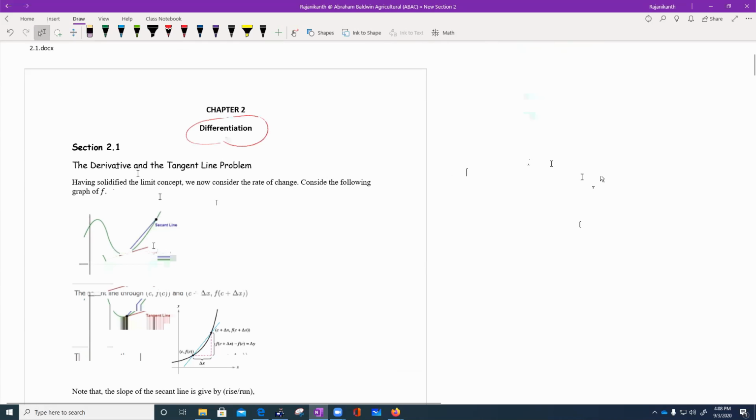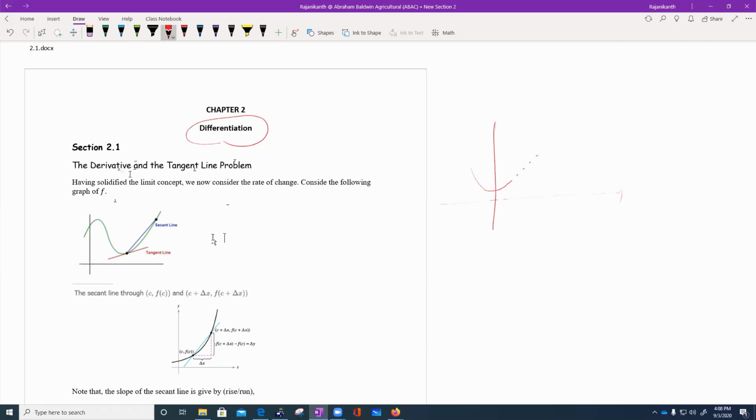Let's look at a couple of definitions: the derivative and the tangent line. Remember, in your high school, you might have studied the secant line. Suppose you are given a curve, and you have 2 points on the curve. If you connect those 2 points by a straight line, this line is called a secant line, right?